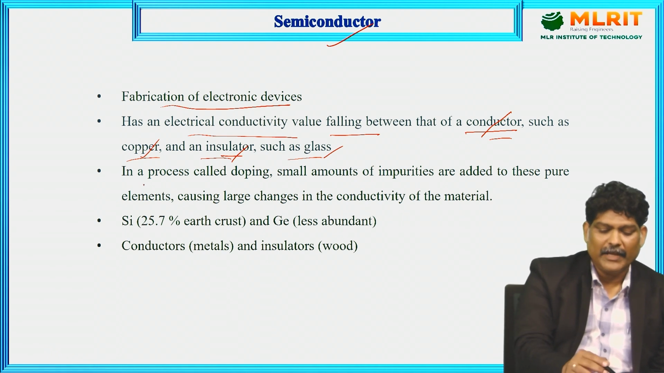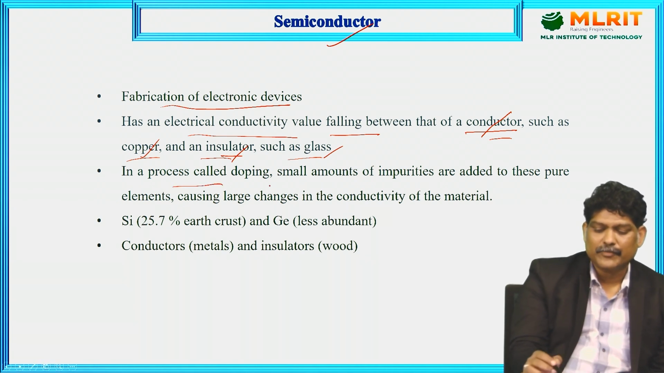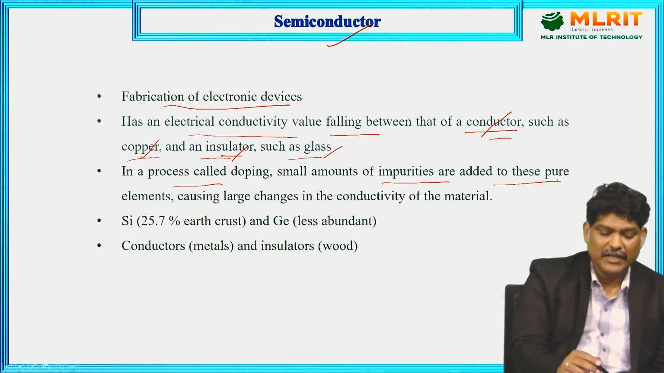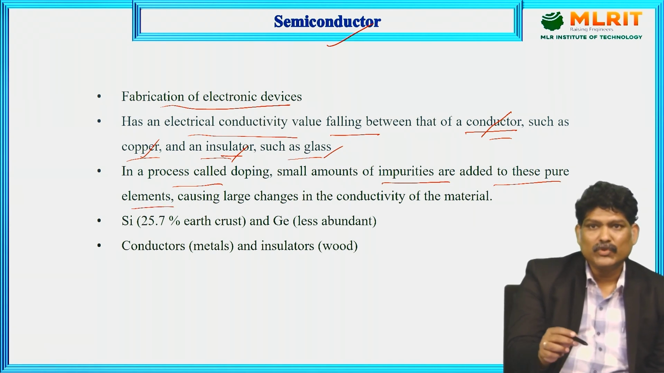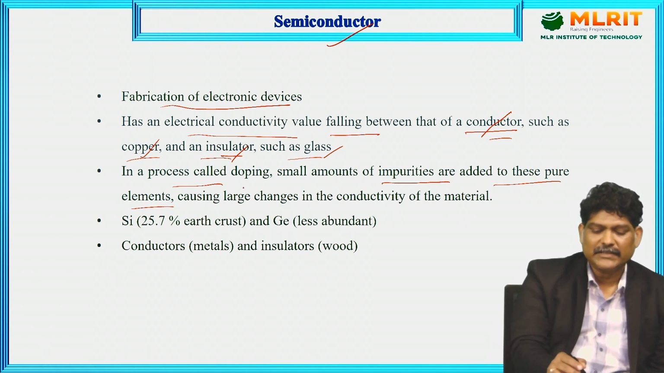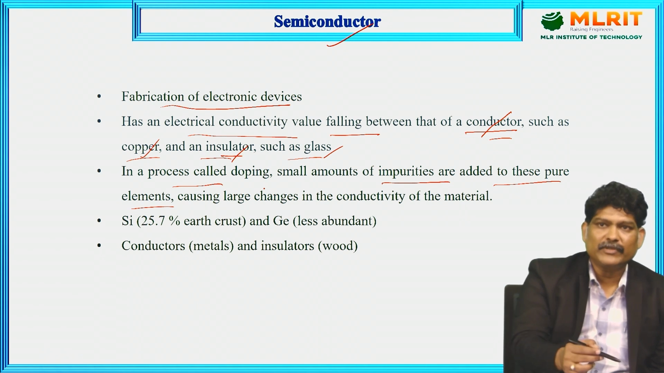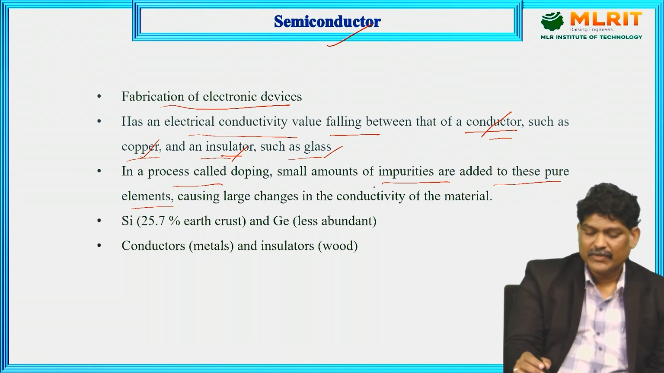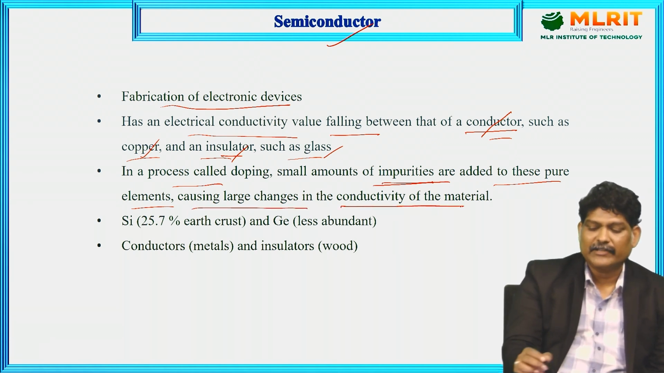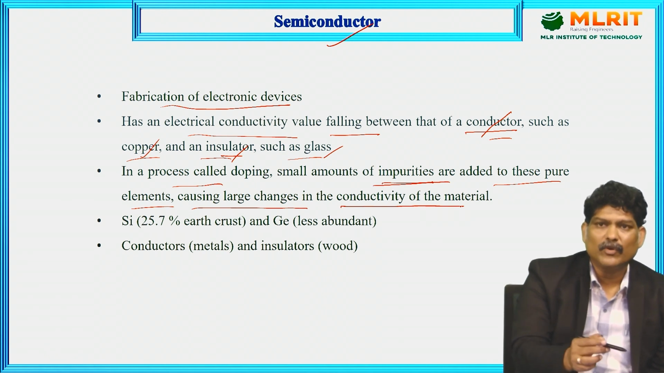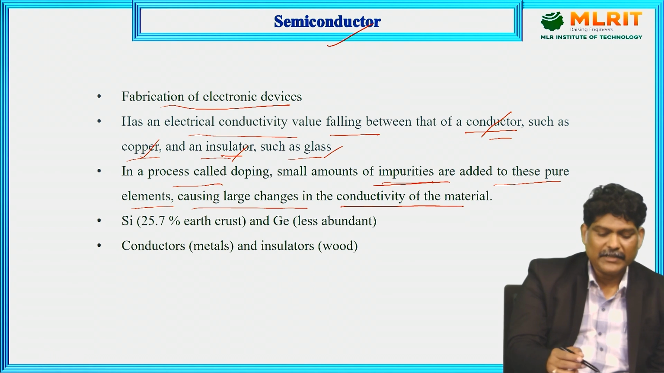In a process called doping, small amounts of impurities are added to pure elements. Doping is used to vary or change the properties of a semiconductor. The process is adding some impurity to the pure semiconducting material, causing large changes in the conductivity of the material. Why do we need doping? Doping is to change the electrical characteristics of a particular semiconducting material.